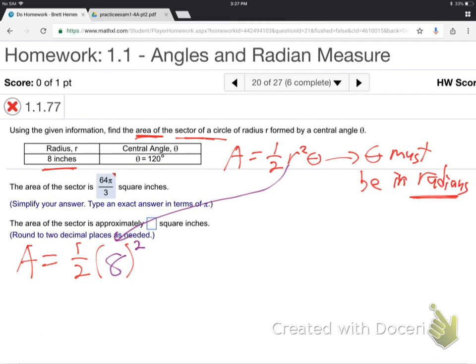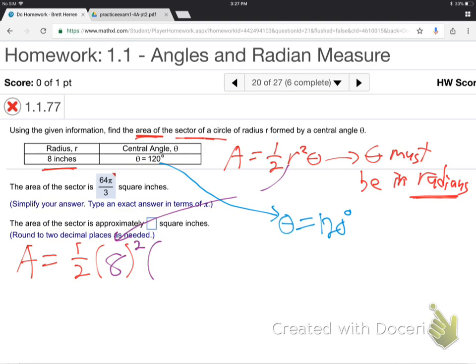Theta. And what's theta? 120. Yeah, but I can't do 120. That's degrees. Theta must be in radians. So before I can finish this up, 1/2 r squared, r is 8, r squared, theta, before I put in that theta, I've got to change theta to be in radians. So we better do that. Bring it over here. Theta, which is 120 degrees.